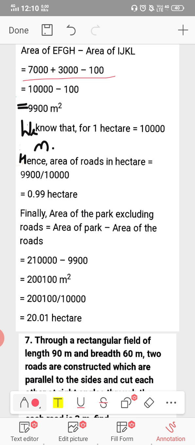Now convert it into hectares. So we know that 1 hectare will be equal to 10,000 meter square. Hence the area of the road in hectare will be equal to 9,900 upon 10,000, that is 0.99 hectare. Finally, the area of the park excluding the road will be equal to the area of the total park minus the area of the road. So the area of the park is 2,10,000 and the area of the road is 9,900.